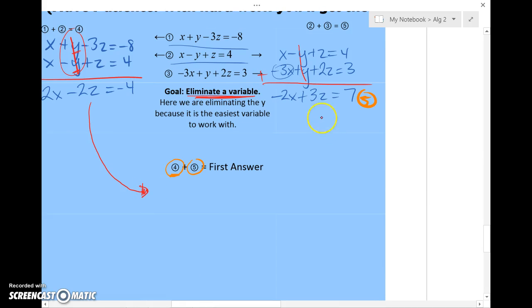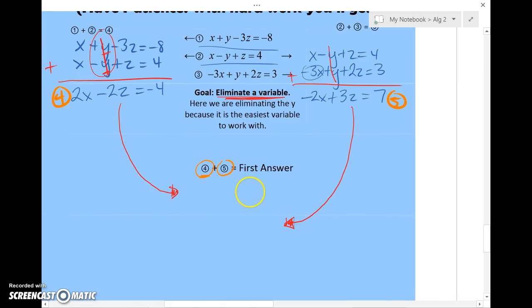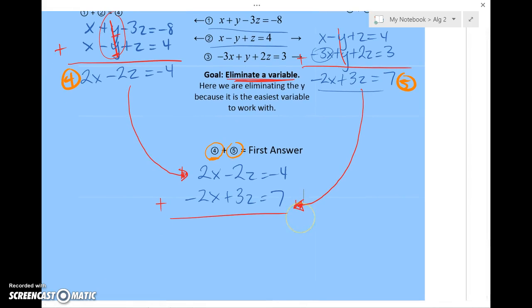Alright, now the next step is we are going to move these equations down here. So this one will come here, and this one will go right below it. Okay, so let's bring that first equation on the left down here: 2x minus 2z equals negative 4. And then bringing down the equation on the right: negative 2x plus 3z equals 7. And as some of you may have already noticed, this is working out really nicely. We don't have to change anything on this step. But it's not always that easy.